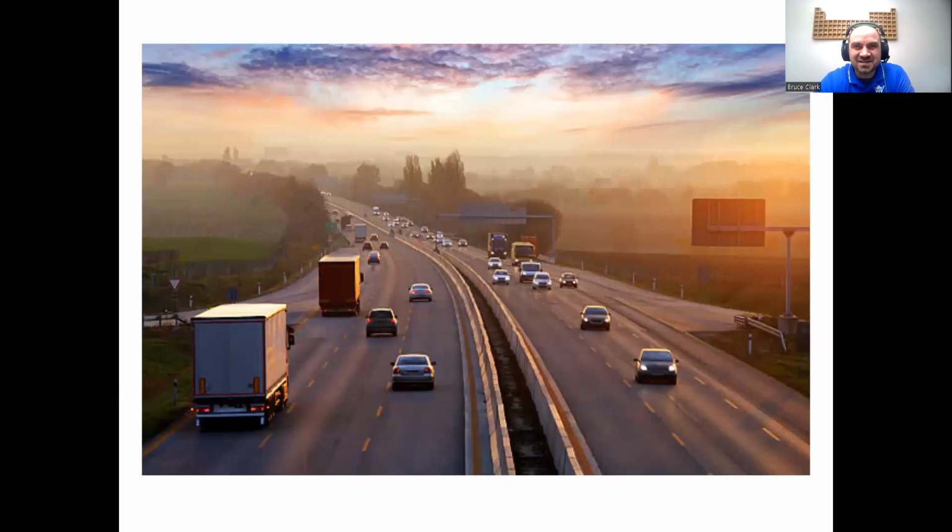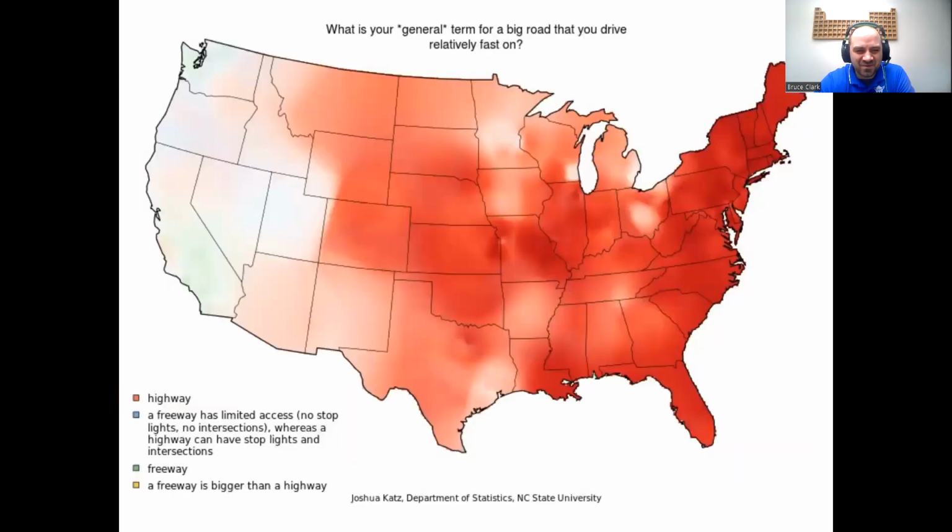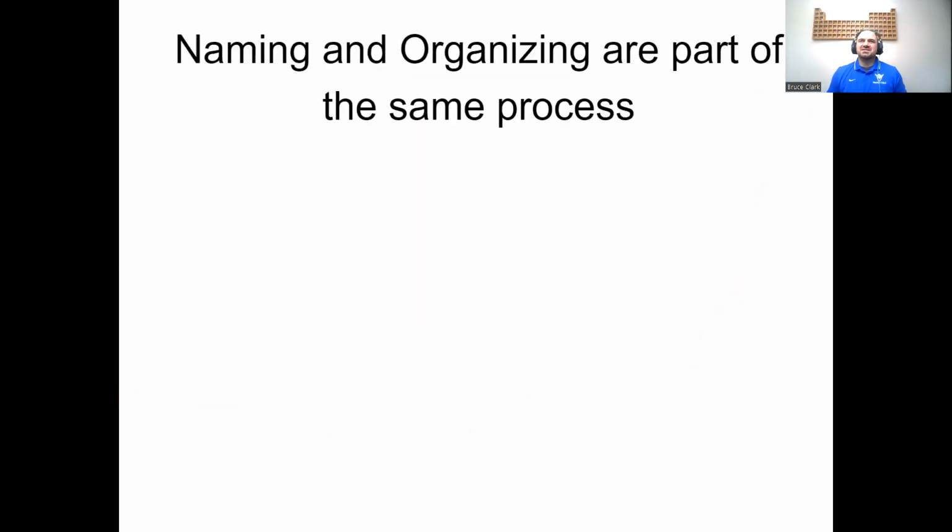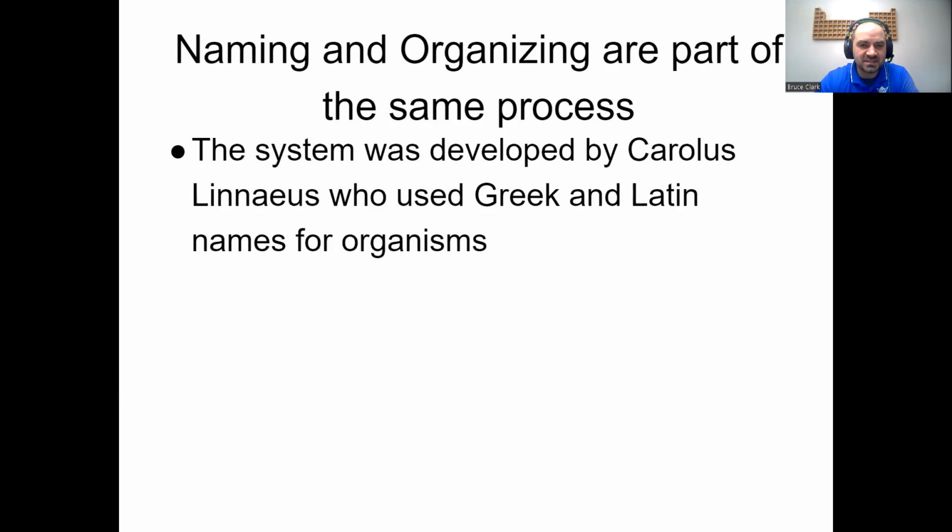Large expanses of roadway. Some people call them highways, freeways, those kind of things. So you can see that just in our language and in other languages too, there's this inconsistency based on regionality or different things there. And so the same is exactly true for organisms. And so we need to have a consistent naming process. So what is that process? It uses Greek and Latin root words for organisms.